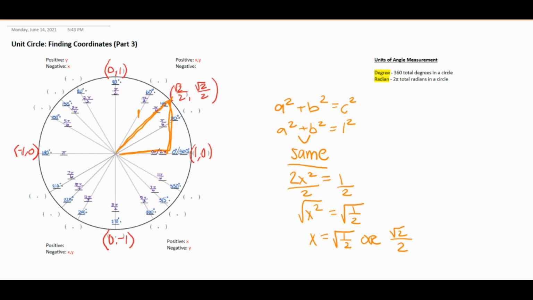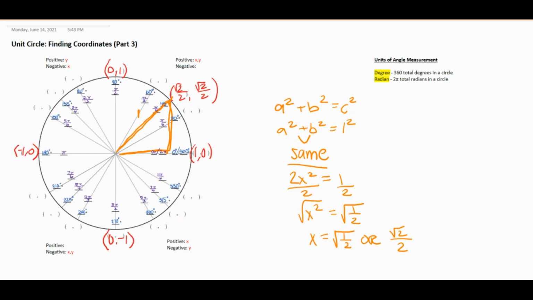In order for the coordinate of the 45-degree angle to make a little bit more sense, let's put it into context of a triangle. As you can see, the hypotenuse of the triangle is 1, due to the radius of the unit circle being 1. We can use the Pythagorean theorem in order to figure out what the x and y axis are of this triangle. As you can see, we have a squared plus b squared equals c squared, and we know that the hypotenuse or radius is 1, so we have 1 squared right there.